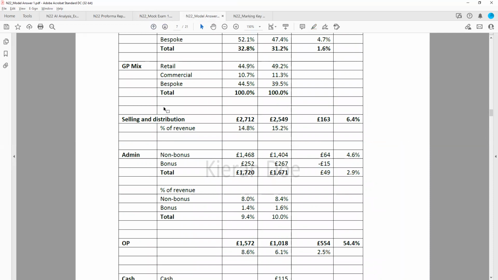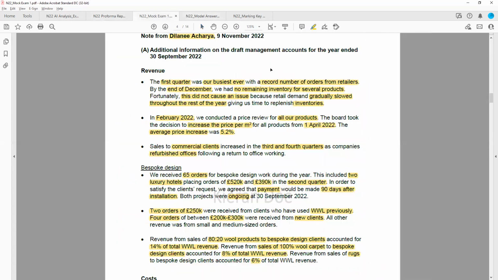The numbers hadn't really changed that much. I mean, selling and distribution had gone down a bit. I guess you could say if there's been more sales to commercial, that might have caused it to go down, possibly. I think admin's quite interesting because of the bonus. So yeah, I don't think it would have mattered too much which one you commented on there.